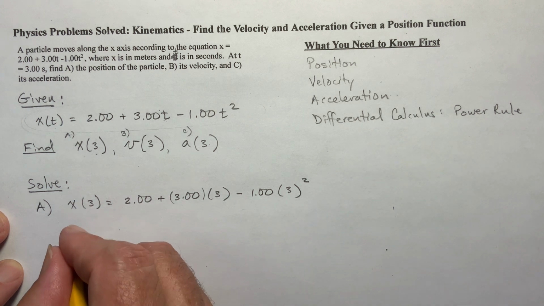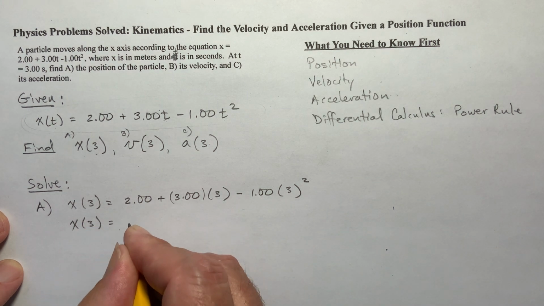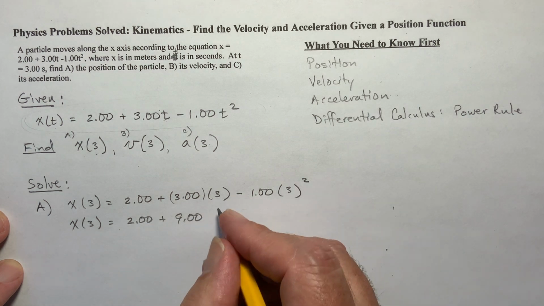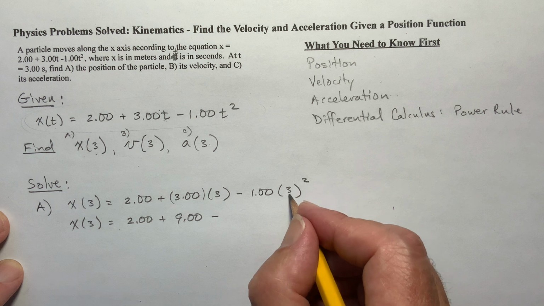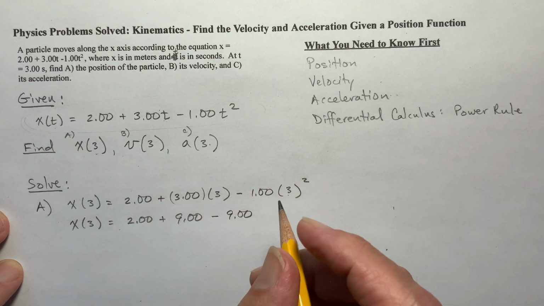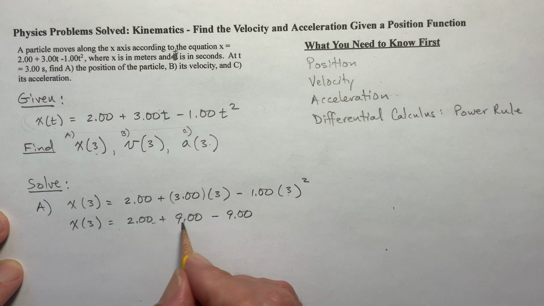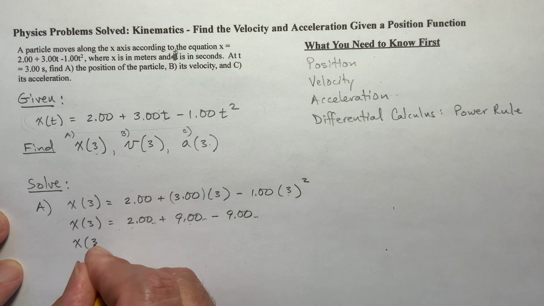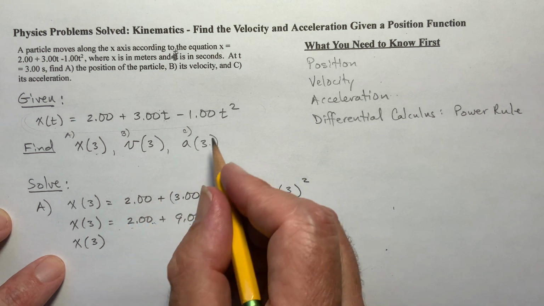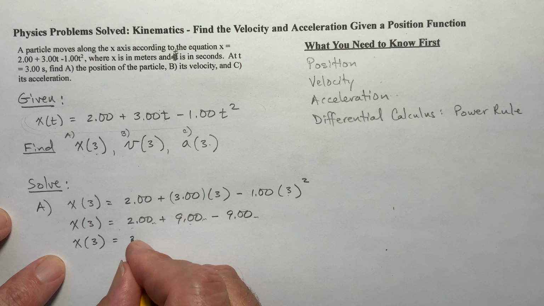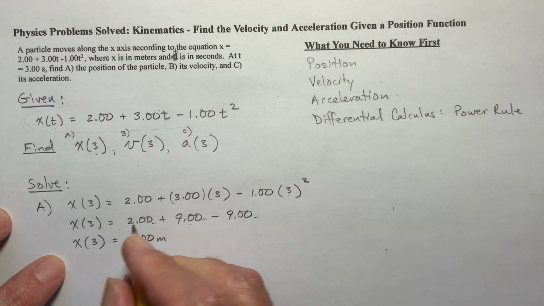Now we just need to do the arithmetic. This is 2.00 plus 9.00 minus 9 times 1, it's 9.00. And these are all in meters. 9 minus 9 is 0, and all we've got left is 2. So when t is equal to 3 seconds, our position on the x-axis is at 2 meters. That's what that means.